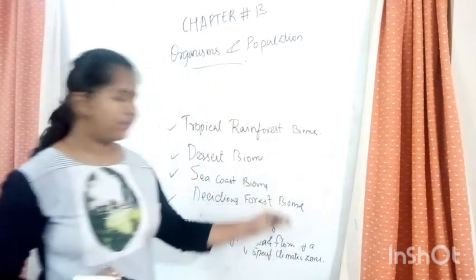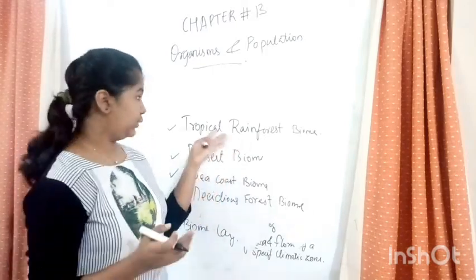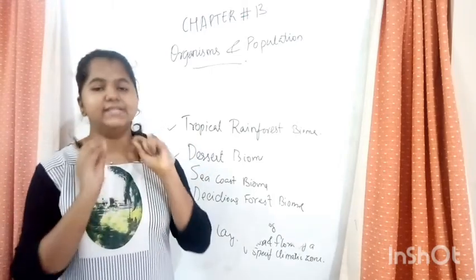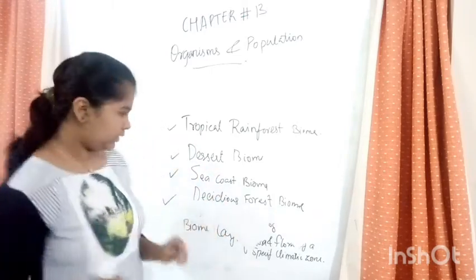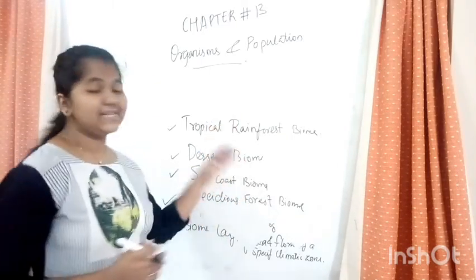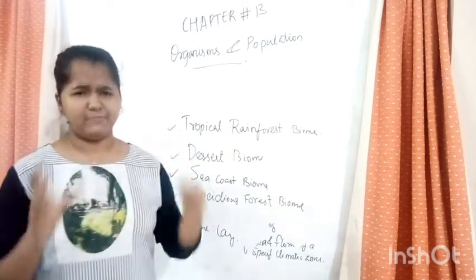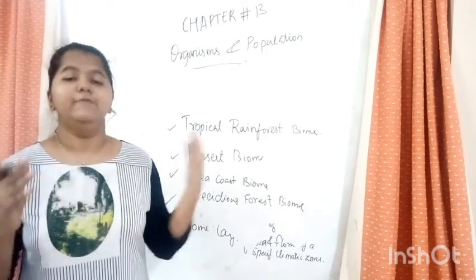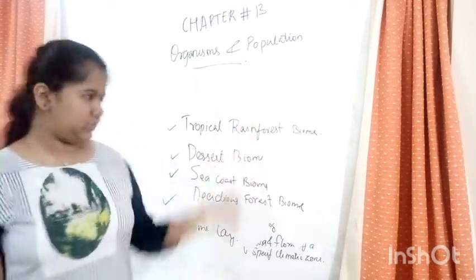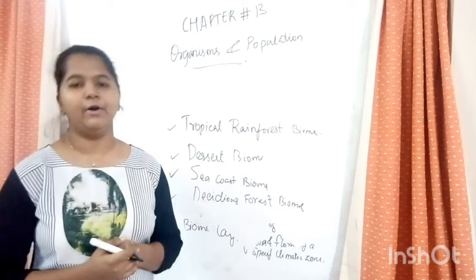So all these biomes have different flora and fauna. In deserts you can't see the plants that grow in tropical rainforest because there is plenty of water there, whereas in deserts there is lack of water or no water. And sea coast is different from deciduous forest, etc. So once again, the definition of biome: it's a large unit of flora and fauna in a particular climatic zone or temperature zone. These all have different climates. So that is the definition and examples for biome.